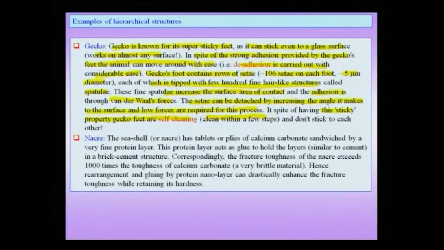Another interesting property is that if the setae stick to any surface, they should stick to each other as well, but this does not happen, and the geometry and the configuration of setae are such that they do not stick to each other. And if the setae were to actually stick to each other, then this would imply that the overall surface area available for the setae and the spatulae to stick with the given surface would become reduced, but this does not happen, and you actually have a marvelous device which has multiple roles.